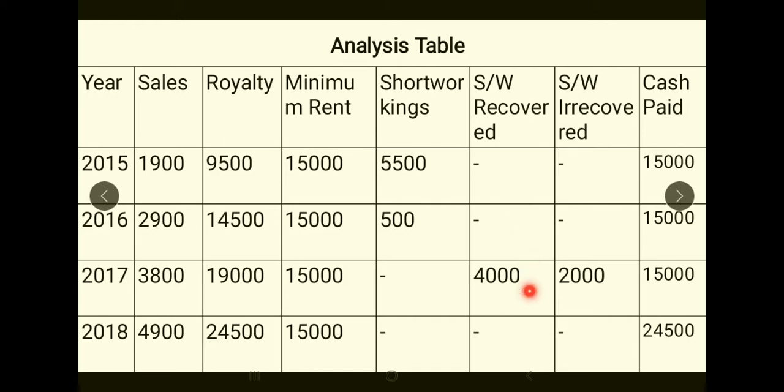Now what is short workings recovered? So whatever extra we have paid in the first 2 years, we can recover it in the third year. So first 2 years we have paid 6,000 extra. Third year we can recover that. Only first 3 years time is given to us.